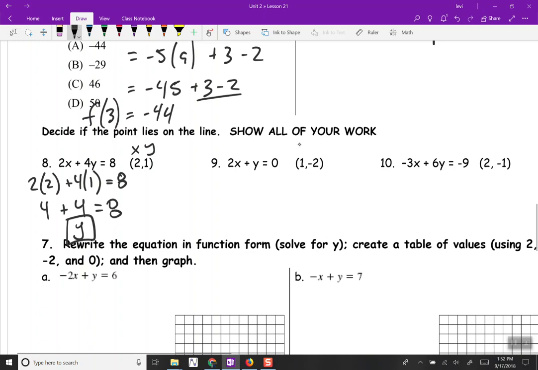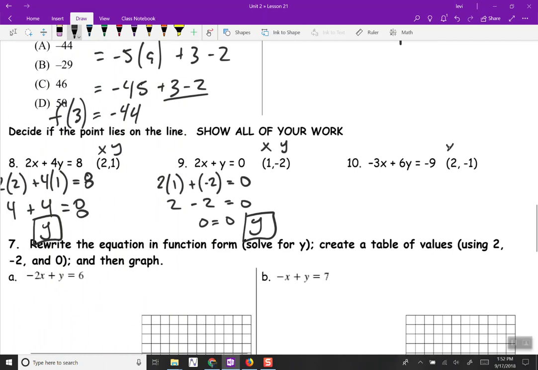Next one, 1 for x, negative 2 for y. 2 times 1 plus negative 2 equals 0. So that's 2 minus 2. Does 2 minus 2 equal 0? Yeah, 0 equals 0. So that's a yes.